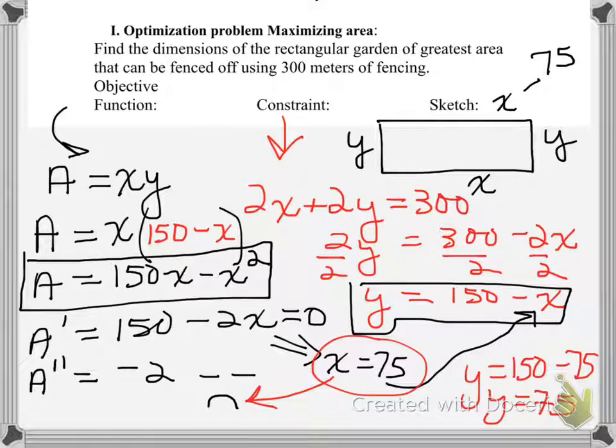So my dimensions, so my answer, my dimensions are that the garden will be 75 meters, make sure you use the units this time, times 75 meters. So that's going to be your answer for the dimensions of the rectangular garden of greatest area that's going to be fenced off by these 300 meters of fencing.